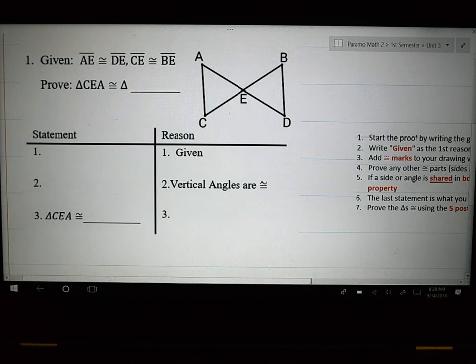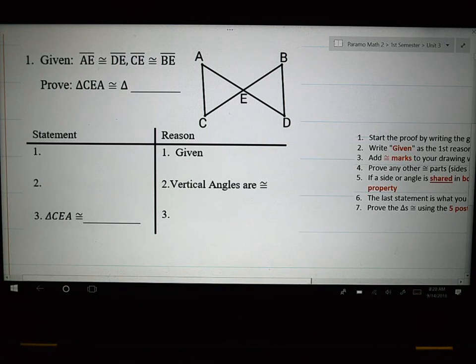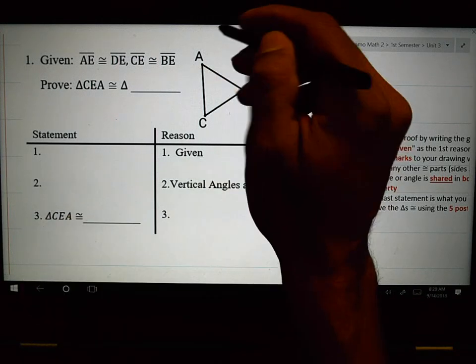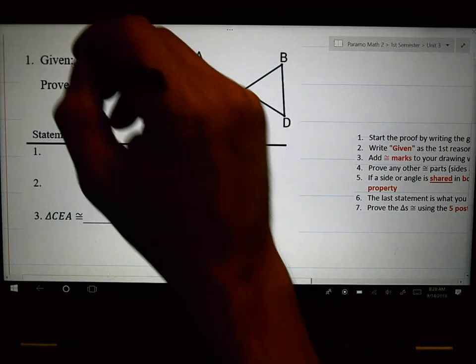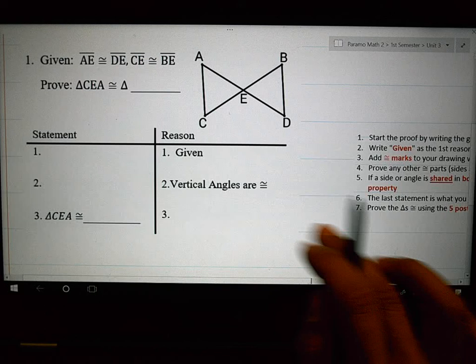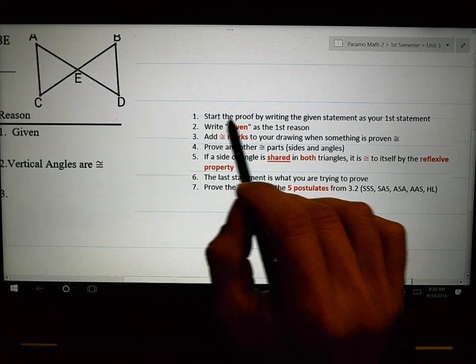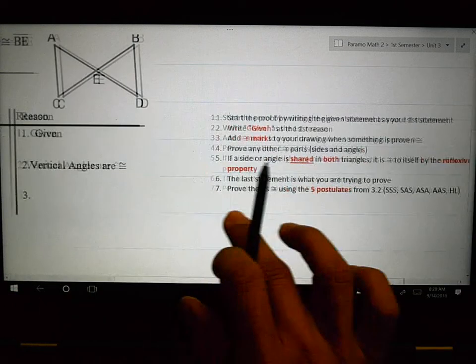So this is going to be a good review for us. For those of you who have not finished 3.3a's worksheet, this will be a good review for you as we go through these things. Your first statement is blank, and you may be wondering what goes in that statement spot. We wrote down in 3.3a's notes: start the proof by writing the given statement as your first statement.